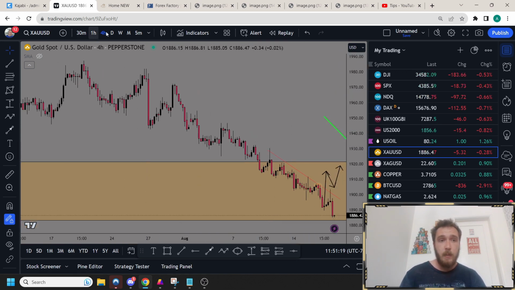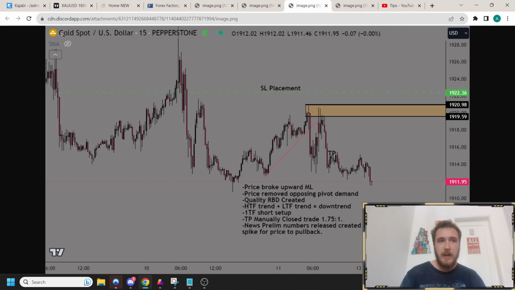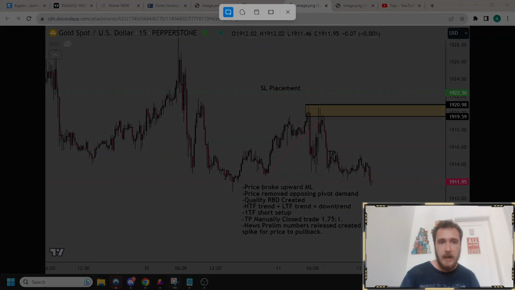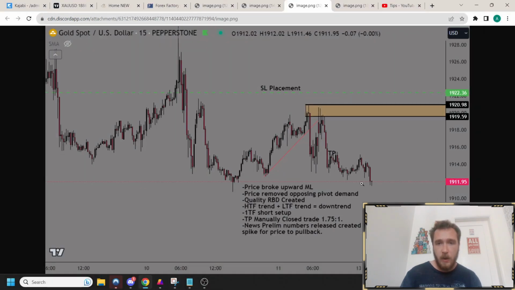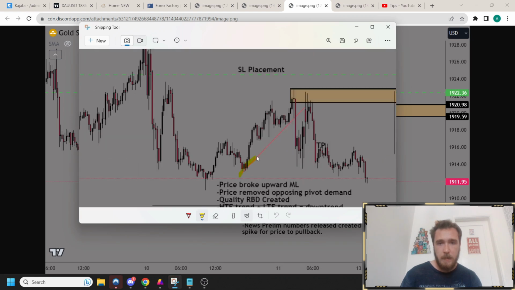Okay. We went down to a 15-minute time frame at that point. So we go back here to the 15-minute. We know it's in a downtrend in general. Okay, so we want to be looking for selling opportunities. And here we have this short term, higher high, higher low. We break that upward momentum. We remove that opposing pivot point zone. And that's the zone that we are trading at when prices come back into it.